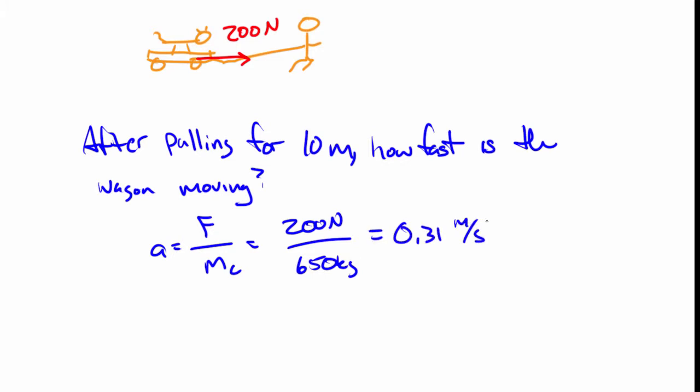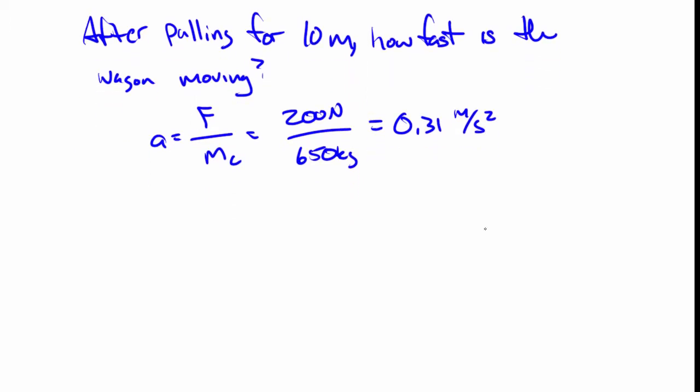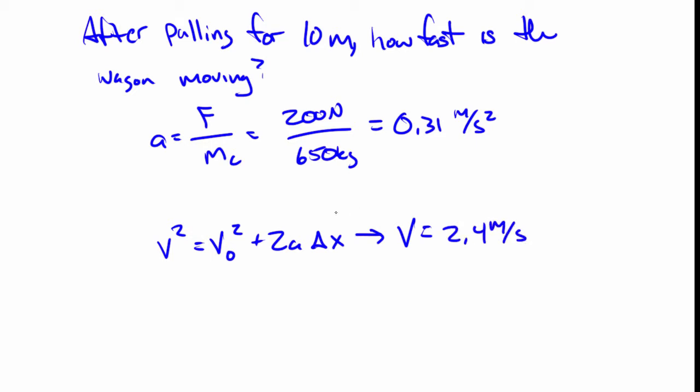So my 4-year-old son can accelerate a cow at 0.3 meters per second squared. Fantastic. I'll have to tell him that. He'll be very proud. And then we can go back and use some kinematics to solve for the final speed. So if I use that old v squared equals v naught squared plus 2a delta x, you solve that, you should get v is equal to 2.4 meters per second. Fantastic.